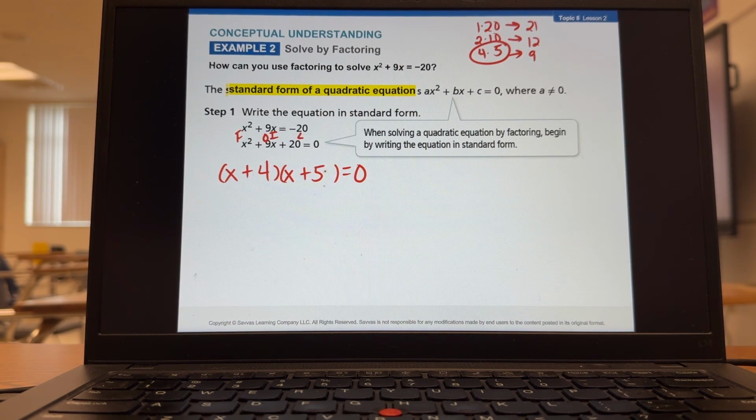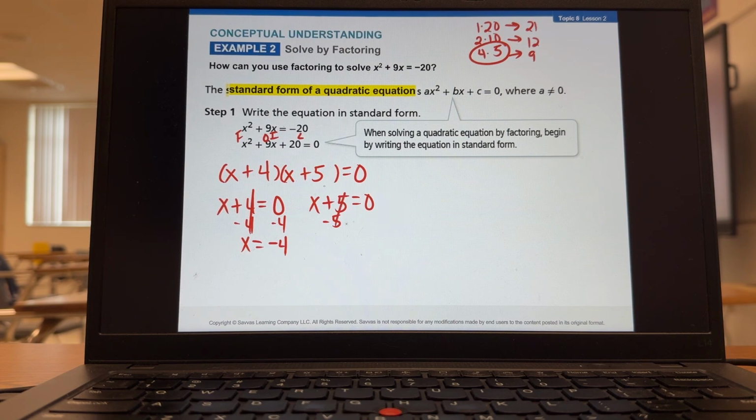Once you have it factored into your two binomials, now is when you can go ahead and separate it. Minus 4, x equals negative 4, minus 5, x equals negative 5. You can pause and do your try-its.